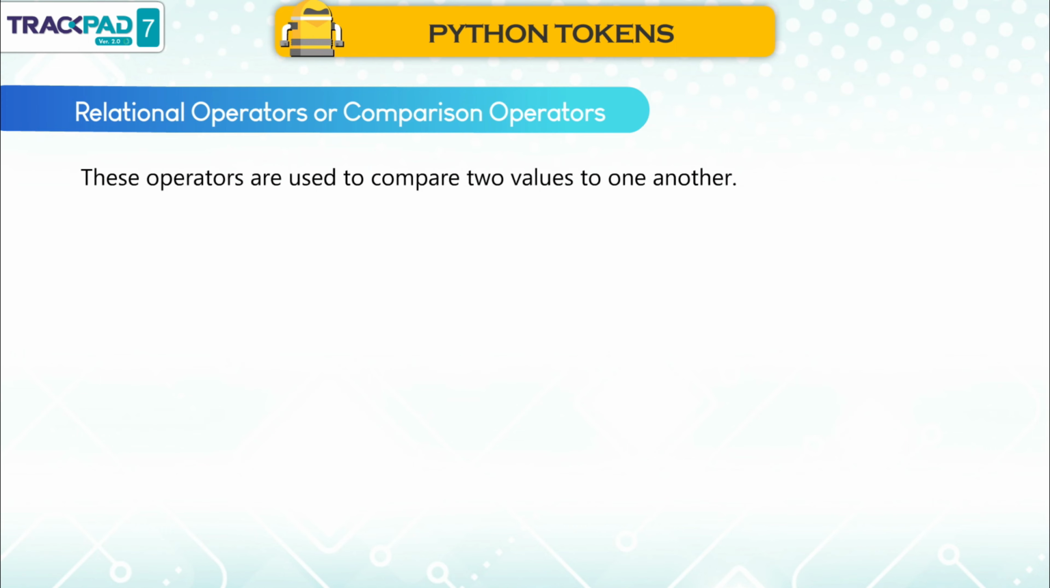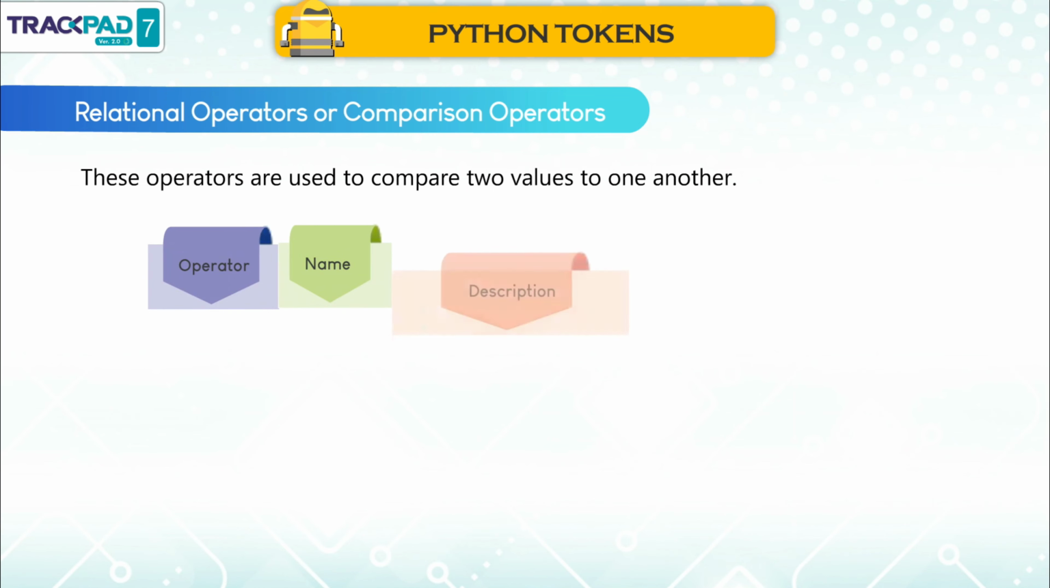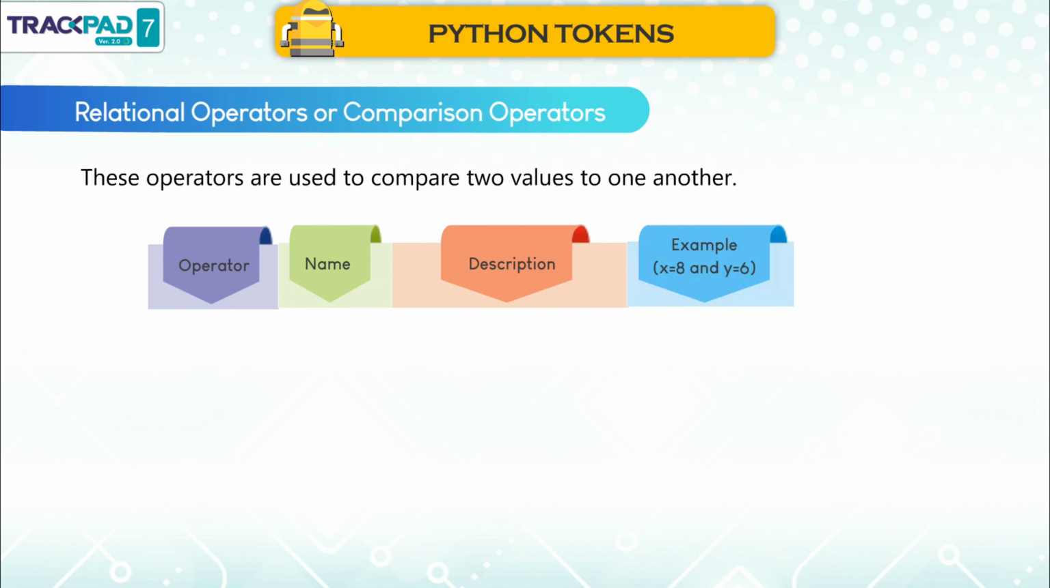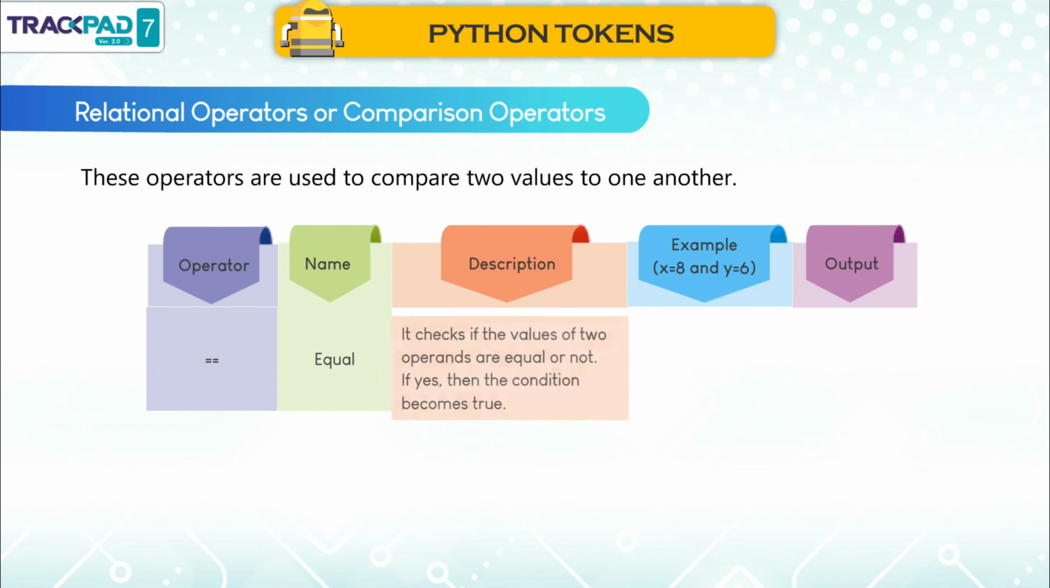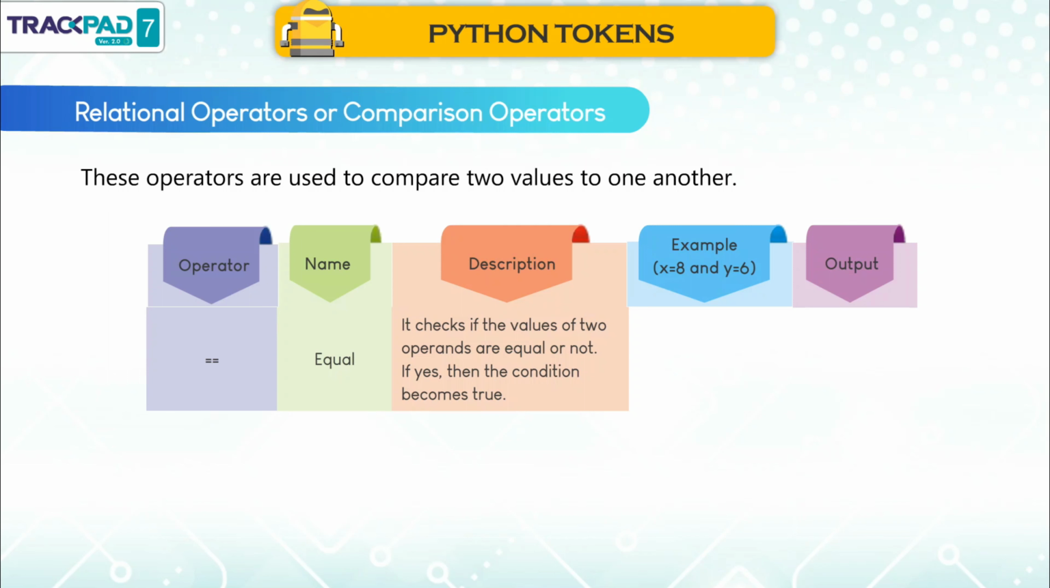These operators are used to compare two values to one another. Operator with name, description, example with x = 8 and y = 6 and output. Equal: it checks if the values of two operands are equal or not. If yes, then the condition becomes true. x == y is false.